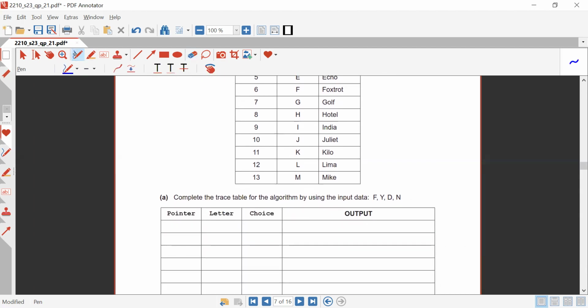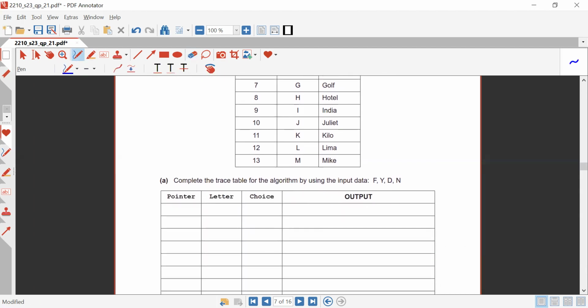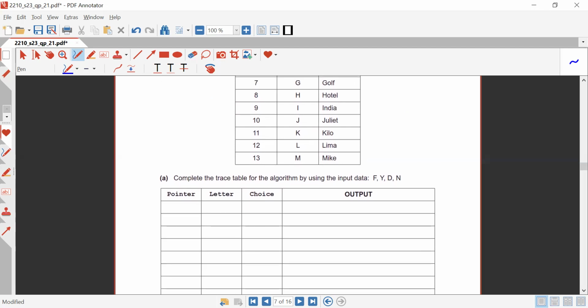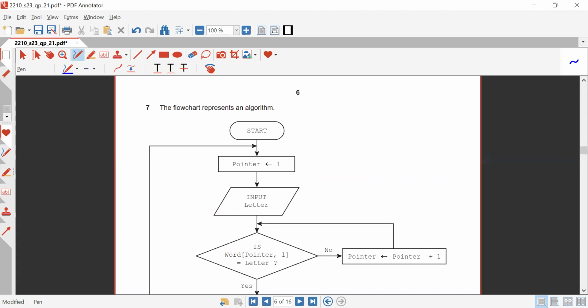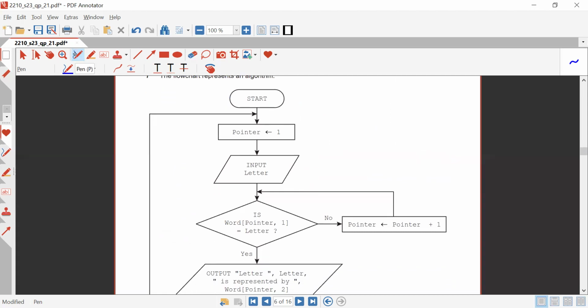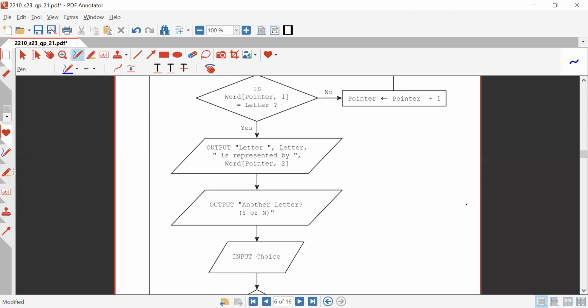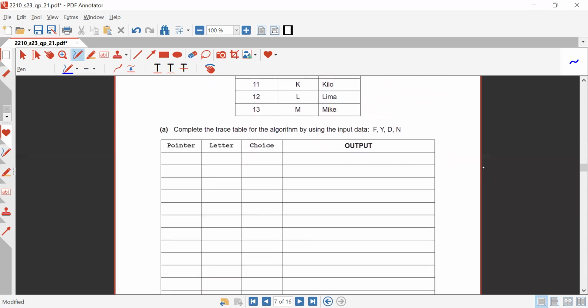Now they are saying complete the trace table for the algorithm using the input data F, Y, D, N. Okay, so first thing they are asking us: pointer is given a value 1, input the letter. So let's see. Pointer is given a value 1, input the letter. So letter is F over here.